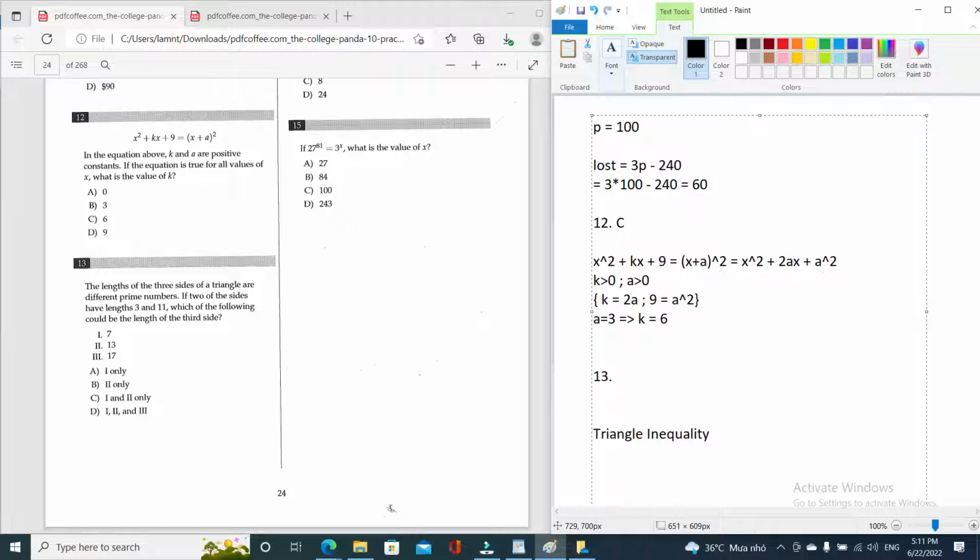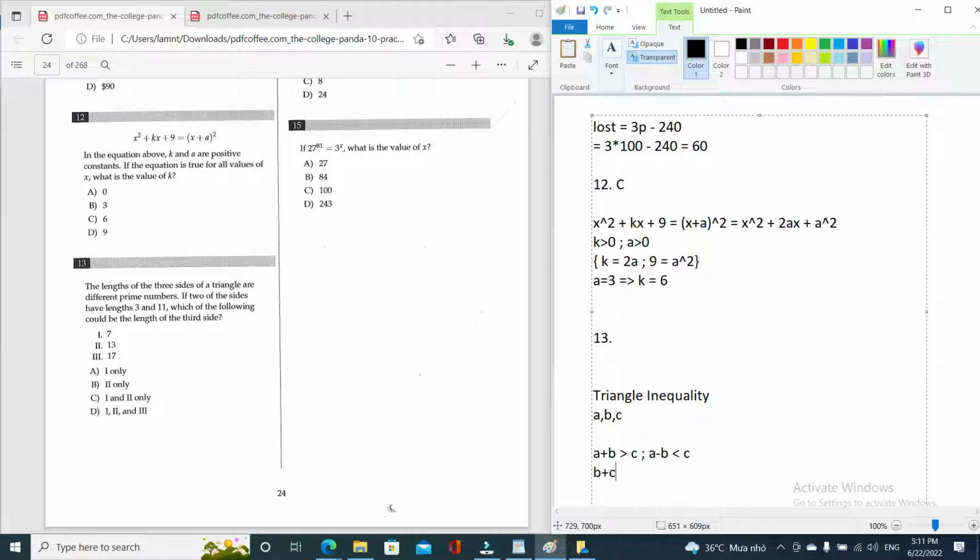For a triangle with 3 sides A, B, and C, real numbers, A plus B is always bigger than C, and at the same time A minus B is always smaller than C. Same thing, B plus C is always bigger than A, and B minus C is smaller than A. Similarly, A plus C is bigger than B, and A minus C is smaller than B. That's the triangle inequality.